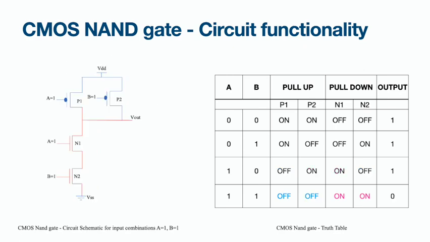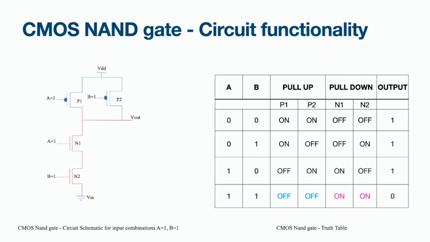Now let us consider the last input combination of A equal to 1 and B equal to 1. When both the inputs A and B are 1, both the PMOS transistors P1 and P2 are in the off state. Therefore, there is no path for Vout to charge itself to VDD. On the other hand, when we consider the pull-down network, we have transistors N1 and N2. Both are switched on because input A is equal to 1 and B is equal to 1. So now we have a continuous path for the load capacitor at Vout to discharge itself to VSS.